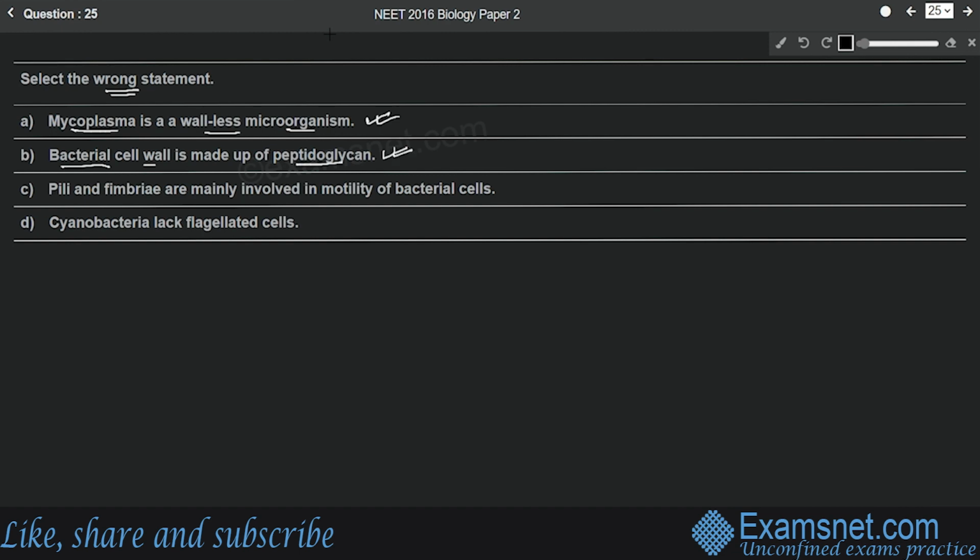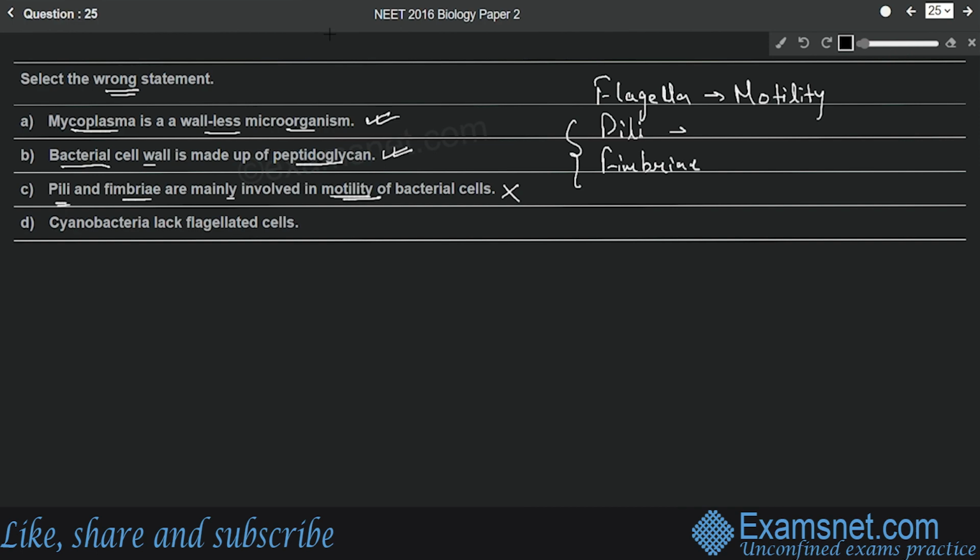Third statement says pili and fimbriae are mainly involved in motility of the bacterial cells. This is not true. See, bacterial cells have different types of appendages. For example, we have flagella, sometimes cilia also. Then we have pili and fimbriae. Now, what is the role of flagella? It helps in motility of the bacterial cell. But pili and fimbriae don't play a role in motility.